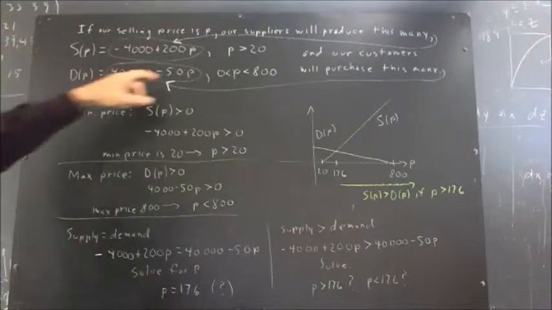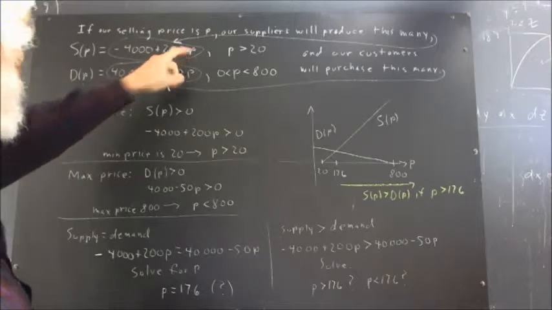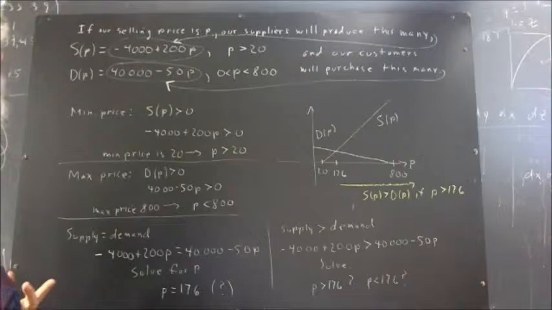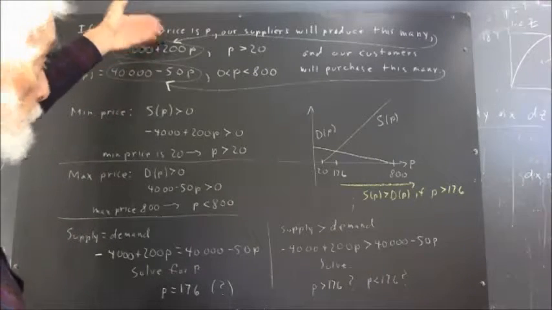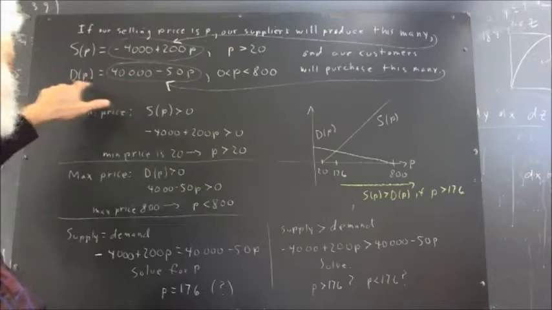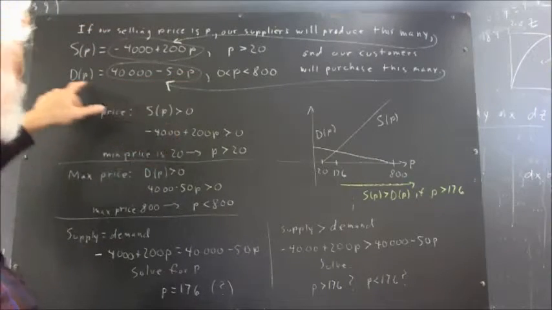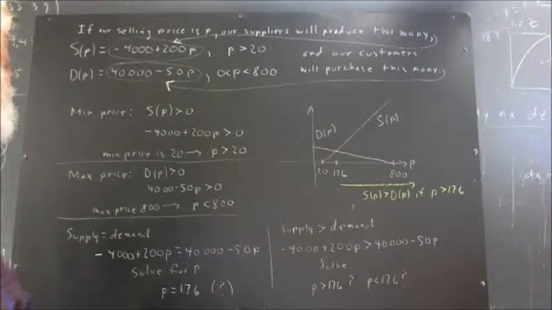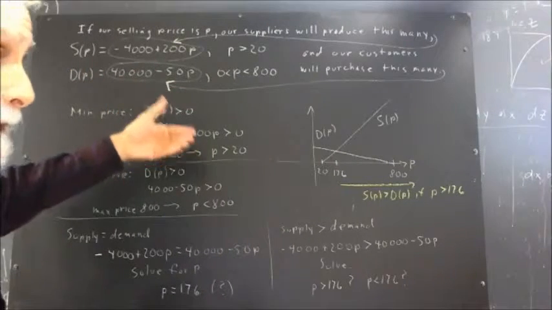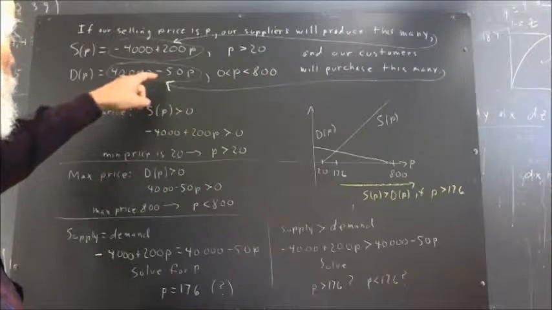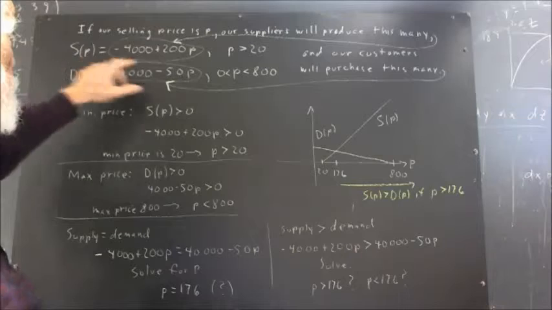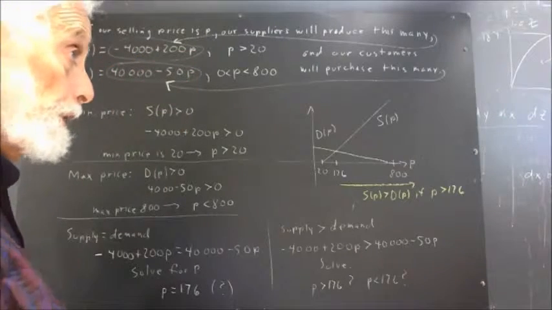First of all, the bigger P is, the more our suppliers are going to want to produce, because, of course, they get more money if they produce more. Of course, then the bigger our price is, the less our demand is, because the higher the price, the fewer people are going to want to buy it. So the demand function falls when P gets bigger. The supply function rises when P gets bigger.